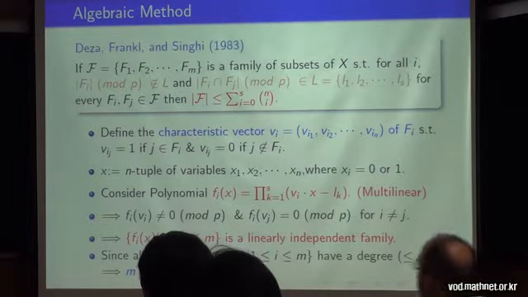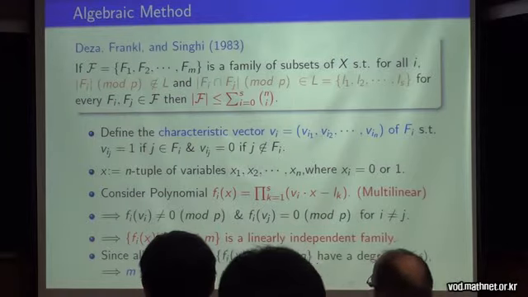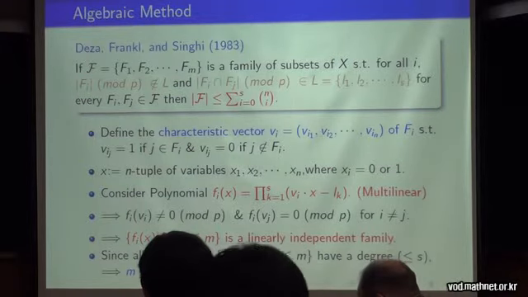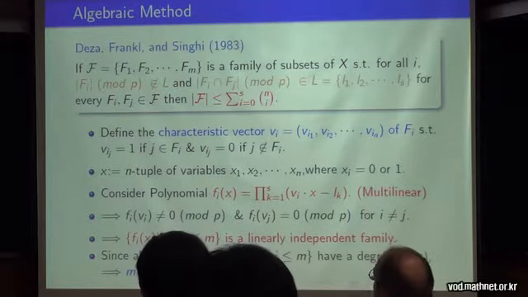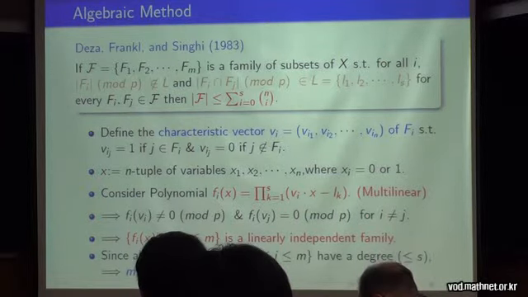Then all polynomials have degree less than or equal to s, so we get this kind of upper bound. The upper bound is the sum of n choose i. It's a simple example of the algebra method. By using this kind of algebra method, we proved the Alon-Babai-Suzuki conjecture.